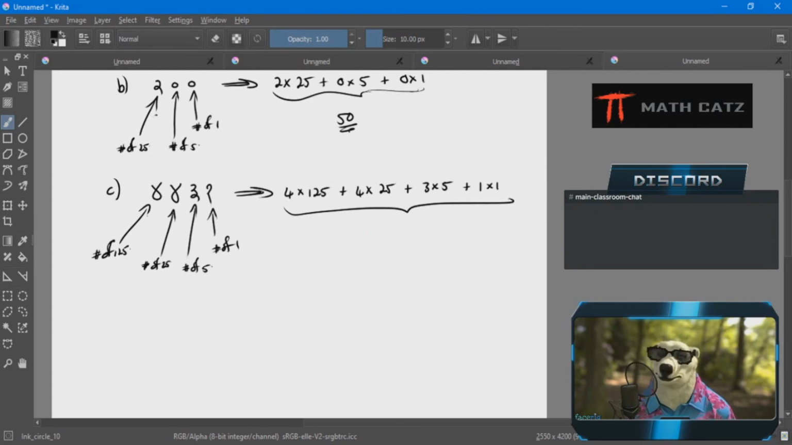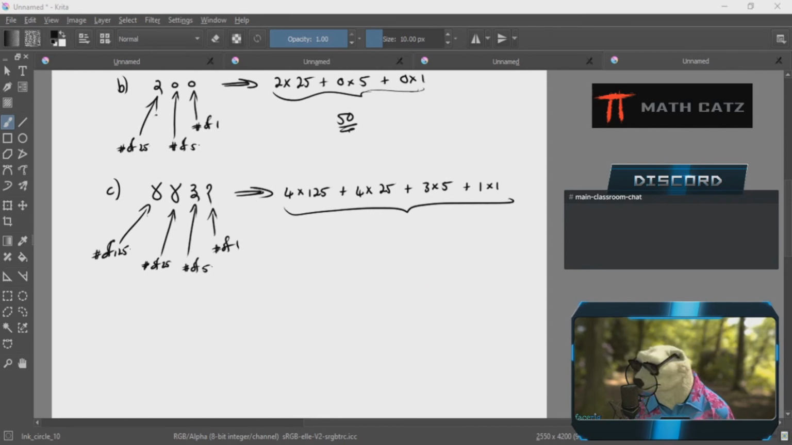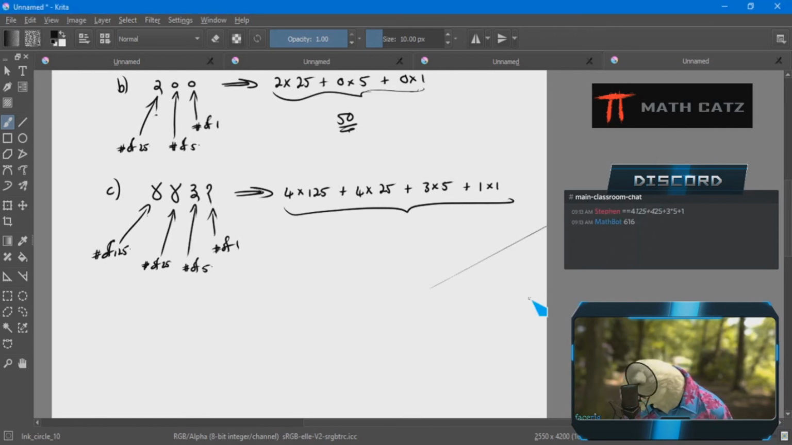So maybe this is too much for you at this stage. Maybe you want to calculate it, absolutely, or do both. Let the calculator confirm what you get. Let's see. 4 times 125 plus 4 times 25 plus 3 times 5 plus 1. We get 616. And you're done. I'm just getting used to counting in 5s. And then I have one more, number 4.